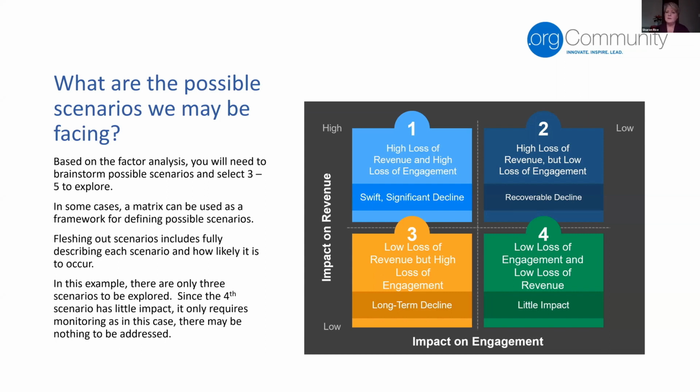Number two is high loss of revenue, but low loss of engagement. So that means that engagement, people are still with us. They're hanging in there. Maybe they're not able to take education. Maybe they're not able to certify, but they're still paying their dues. And hopefully we have their annual meeting that's in the spring next year and not in the spring this year. And I would call this a recoverable decline, that we're going to see a blip, but we're going to be able to come back from that.